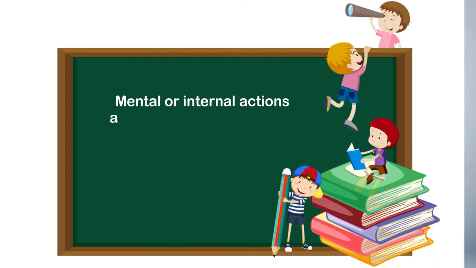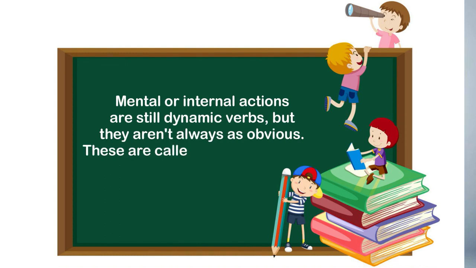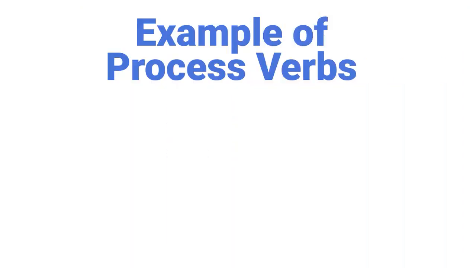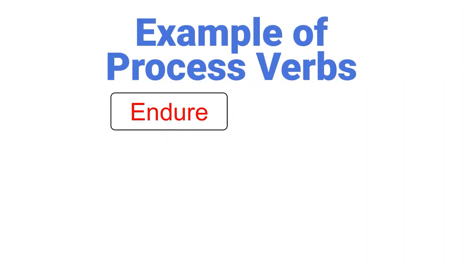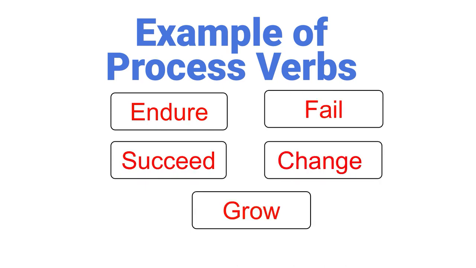Mental or internal actions are still dynamic verbs, but they aren't always as obvious. These are called process verbs. Here are some examples. We have endure, succeed, fail, change, and grow.